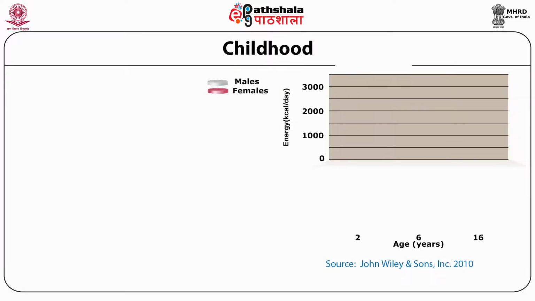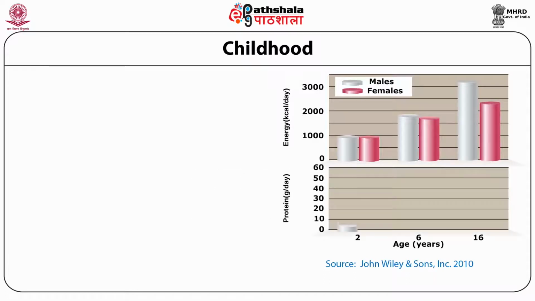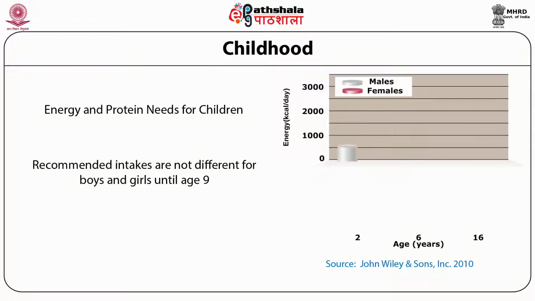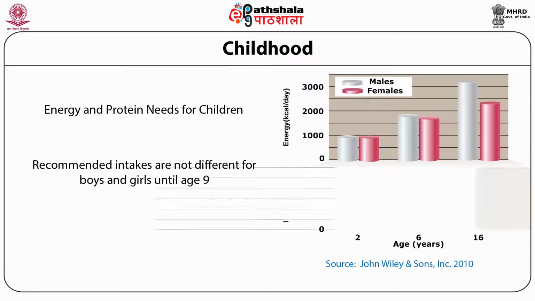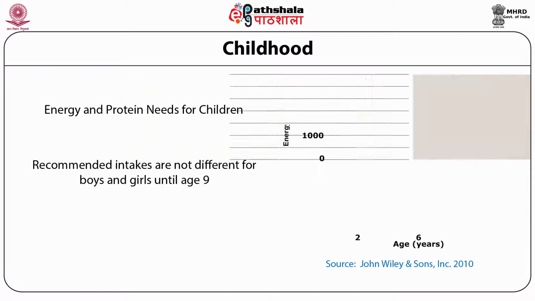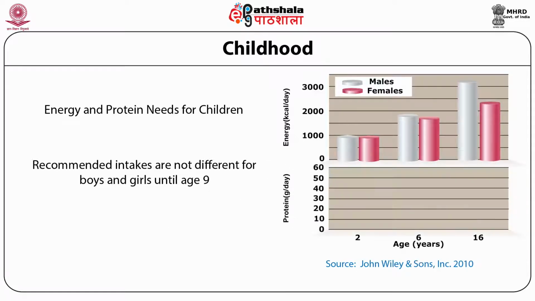The energy and protein needs of children vary during the childhood stage. In all three stages, early, middle and late childhood, there are different nutrient needs, especially energy and protein. However, the recommended intakes are not differentiated for boys and girls until the age of 9 years. After 9 years, energy and protein requirements vary for boys and girls. Generally, the protein requirement is more among boys compared to girls of similar age. However, micronutrient requirements, especially iron, are more among girls compared to boys.